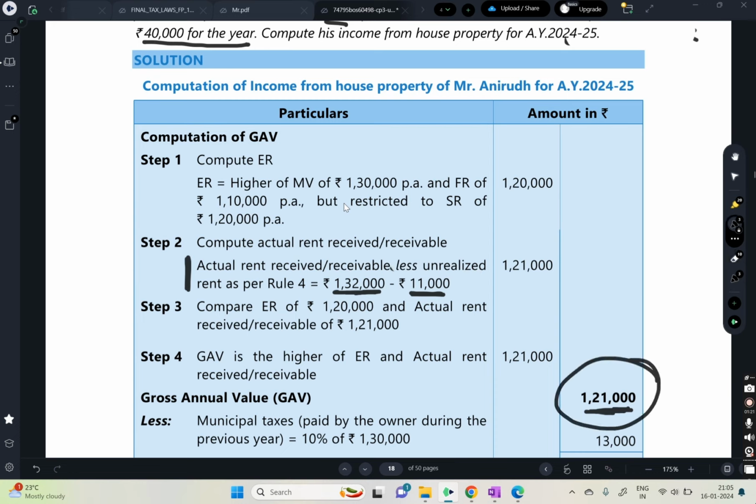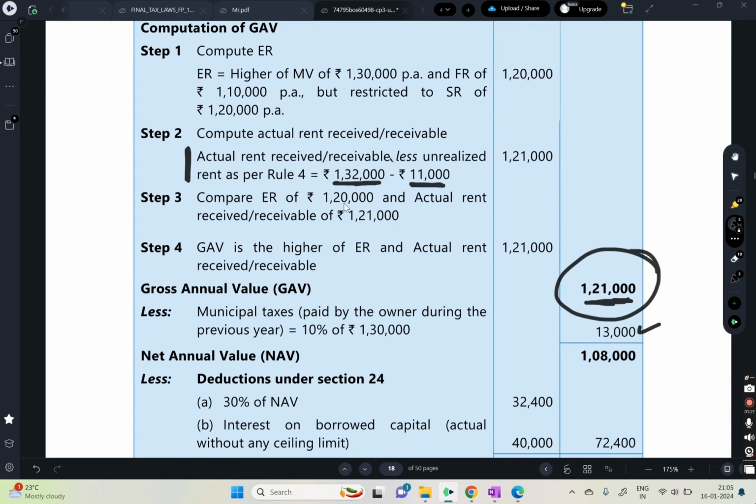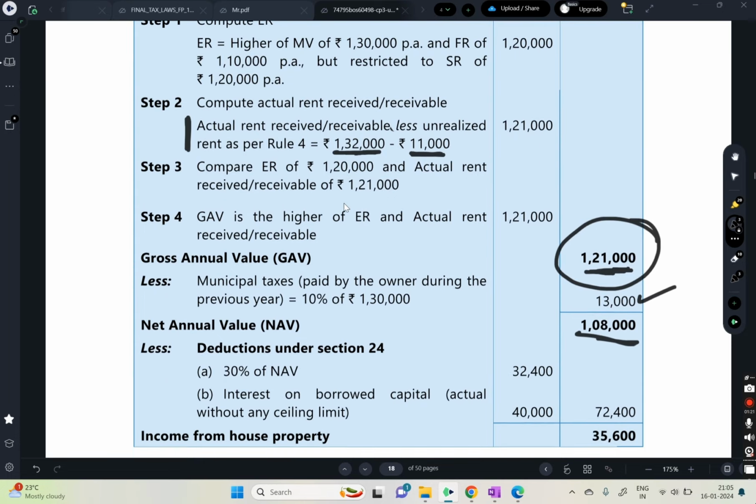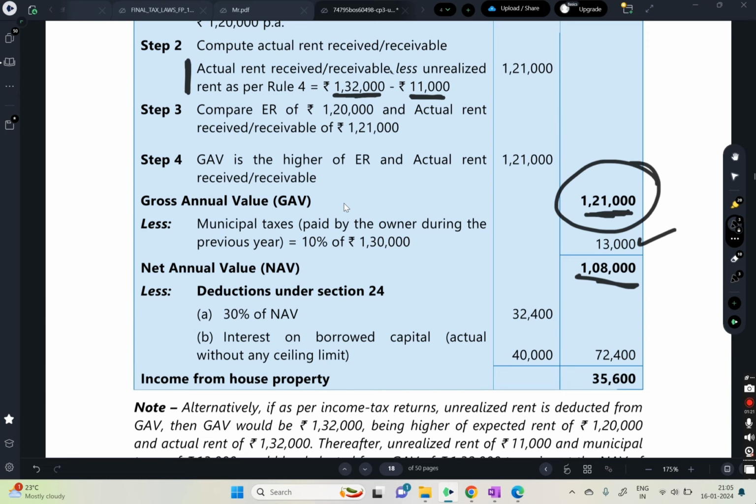Now any doubt how we got 1,21,000? No doubt. Now municipal taxes we already know are 13,000, so you get 1,08,000. Then standard deduction is 30% of the NAV. So NAV is 1,08,000 into 30%, you will get 32,400. Then no ceiling limits, so the total interest on borrowed capital will be allowed. Finally, we will get IFHP 35,600.